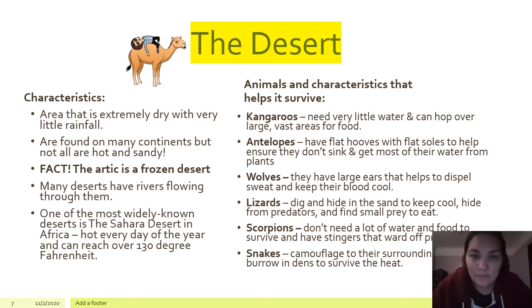Okay, so now I'm going to talk a little bit about some animals that we can see and a characteristic that can help it survive. So that when you're building your own diorama, you're going to see, oh, wait a minute, I know what we can include because this animal can survive in this habitat. So let's see, kangaroos. Why can they survive in here? Because they need very little water and can hop over large, vast areas for food. Can you see those kangaroos hopping along? Hop, hop, hop.